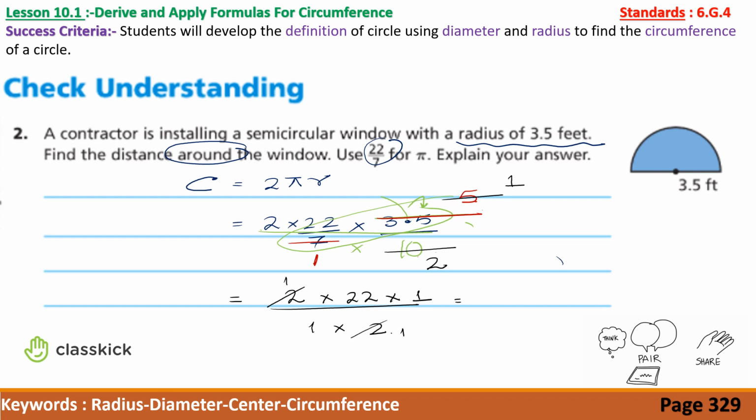Now let's see what is on the top. Only 22 is left on the top and 22 times 1 is 22. And below, 1 times 1 is 1. So at the bottom is 1 and on the top is 22. 22 divided by 1 gives me 22. And this will be feet. The radius and diameter's unit will be the same as the circumference's unit.